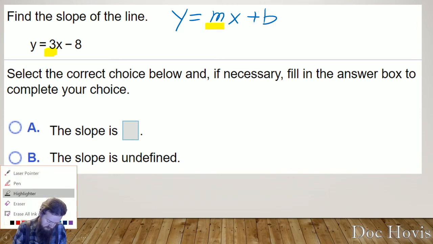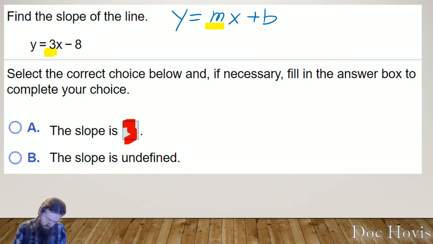So my slope is... that is not the pen I wanted to use. How about that? Done. Do I put an X there? How many people will put an X there on the test? Way too many. Don't put the X. I don't want the X. The slope is the thing that's in front of the X, not the X.